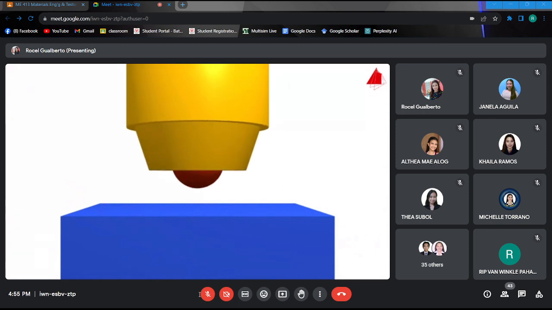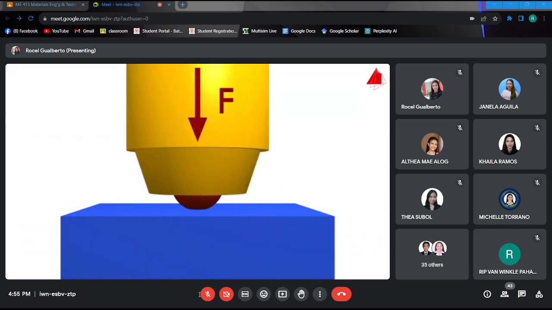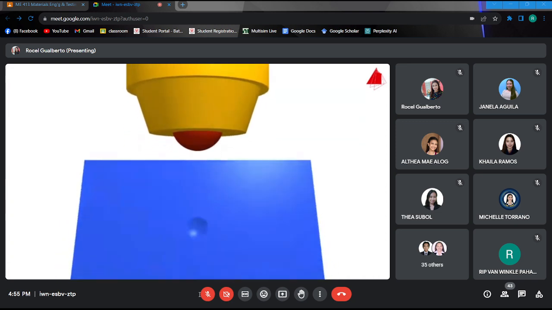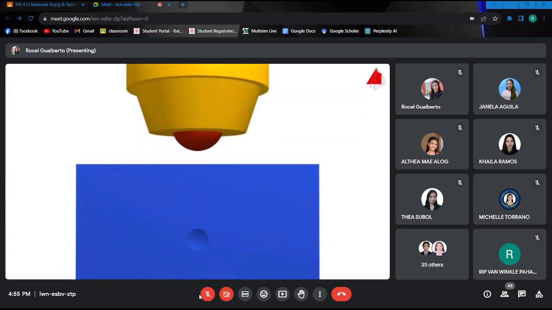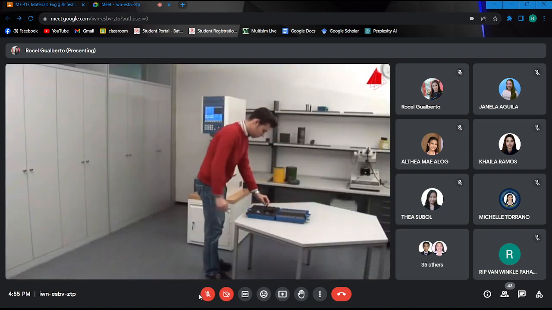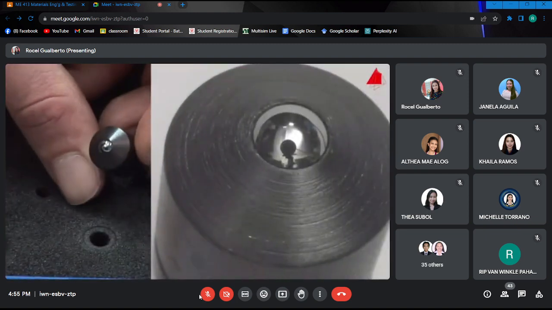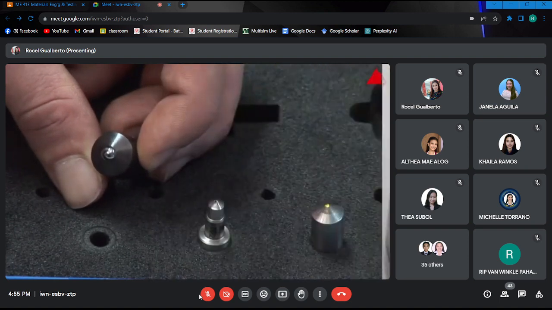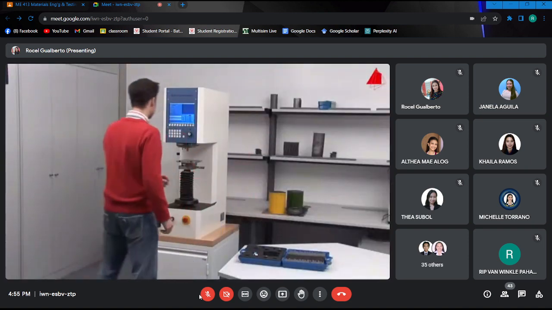The principle of the Brinell hardness test is to press a hard spherical indenter with an exactly defined force onto the test piece, then evaluate the surface area of the indentation. The tester selects a suitable spherical indenter and inserts it into the holding device of the testing machine.